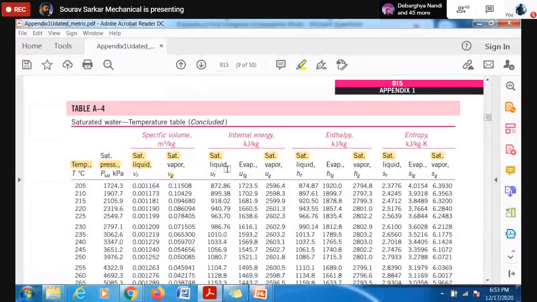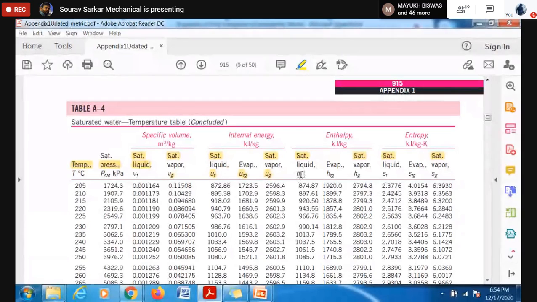Here they have written what? The saturated liquid UF. UF is the specific internal energy. The saturated vapor UG, this is basically the specific internal energy of the saturated vapor. And in between, there is written UFG. UFG is nothing but the difference between UG minus UF. So I will explain it later.